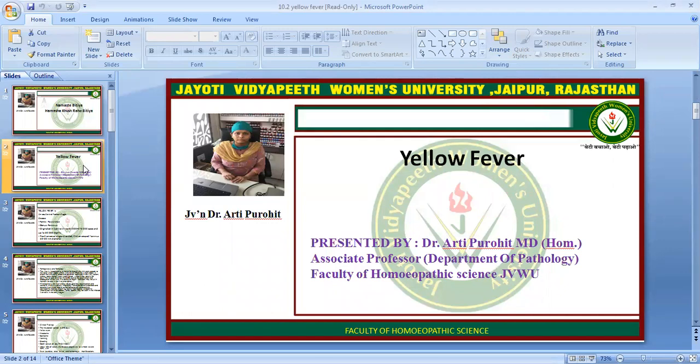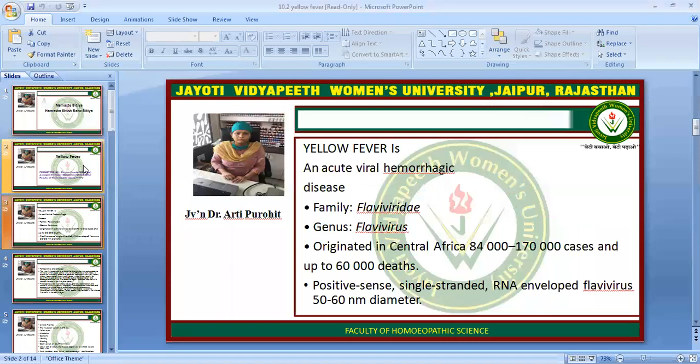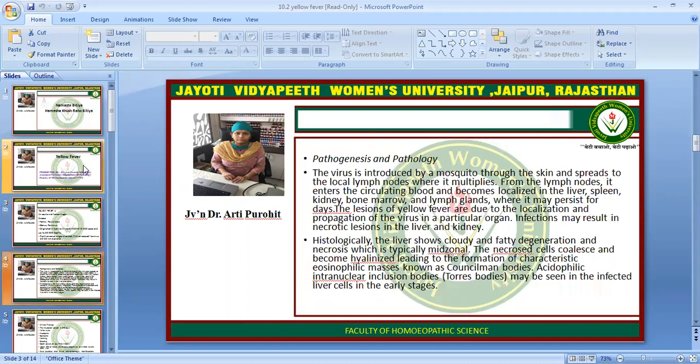Our today's topic of concern is yellow fever. Yellow fever is an acute viral hemorrhagic disease. It belongs to the family Flaviviridae, genus Flavivirus, and originated in Central Africa. 1,70,000 cases and up to 60,000 deaths have been recorded. It is a positive sense single stranded RNA enveloped flavivirus having a 50 to 60 nanometer diameter.